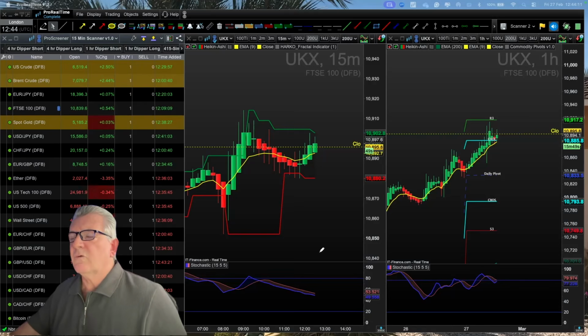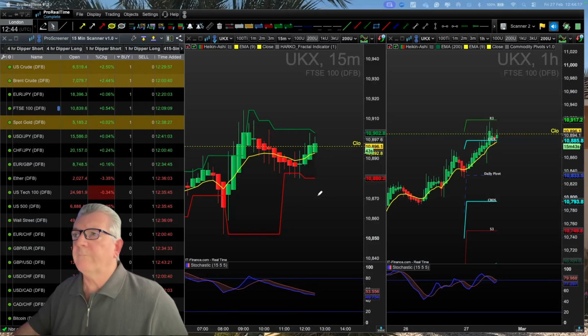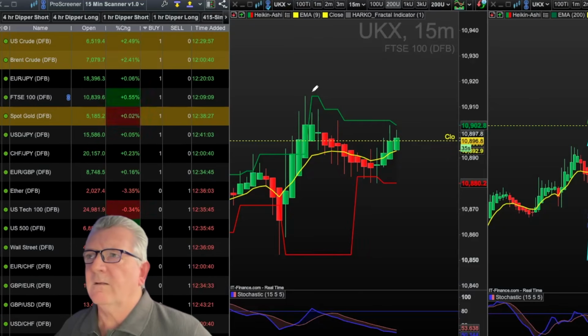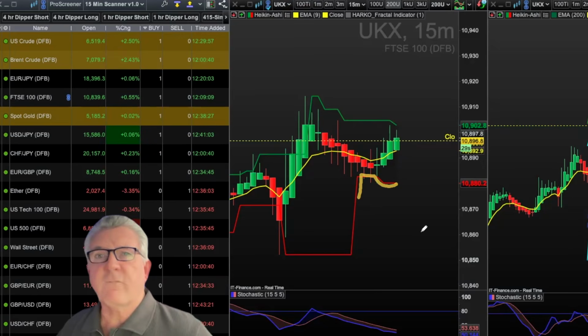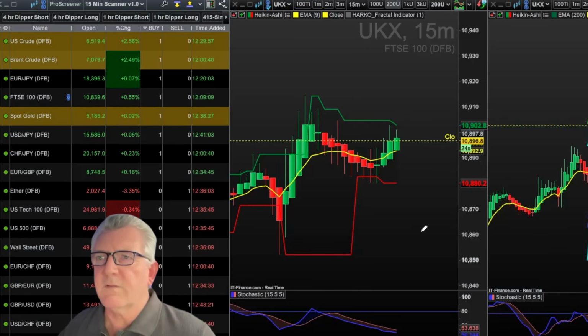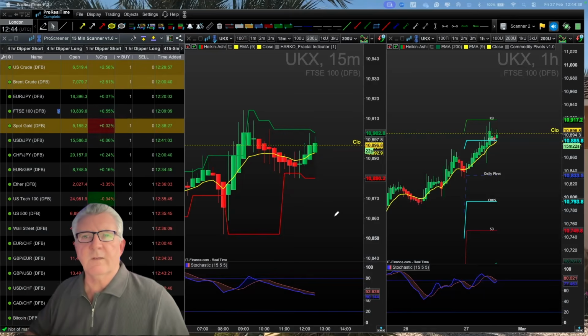Now, how to read this: this yellow line is the 9 exponential moving average identified up here, the 9 EMA. And this green line and red line here is a fractal tool. It's the fractal tool that I've developed, and you can get that off my website. The links will be down below, and it's on any of my videos.